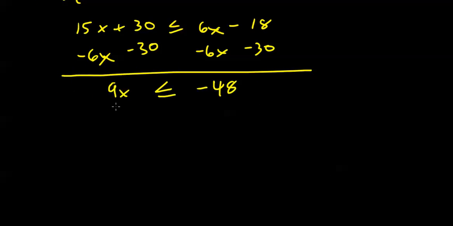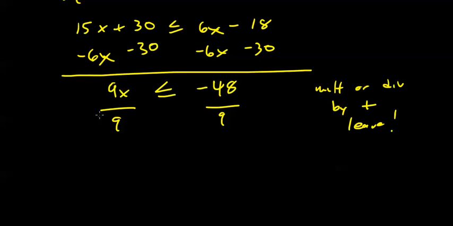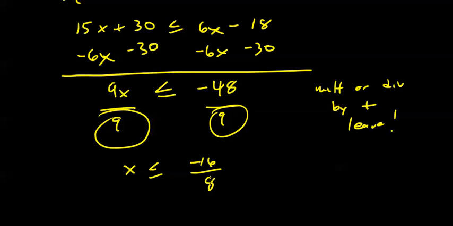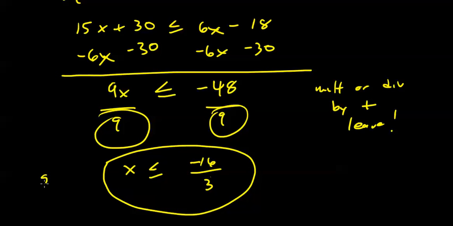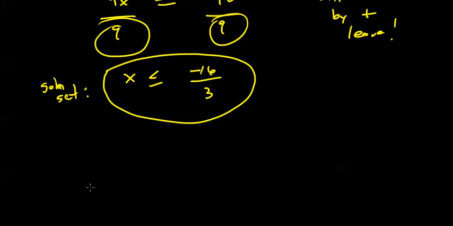Of course, I want to solve for x, so I'll divide both sides by positive 9. And again, when you multiply or divide an inequality through by a positive quantity, you leave the arrow. We're dividing by a positive 9. So I get x on the left is less than or equal to, well, let's see, minus 48 over 9. 3 goes into both of those, right? So I'll reduce this to minus 16 thirds. Okay? That's negative 16 thirds. And that's a simplified improper fraction, so I'll say that's fine. And there is my solution set. X is less than or equal to minus 16 thirds.